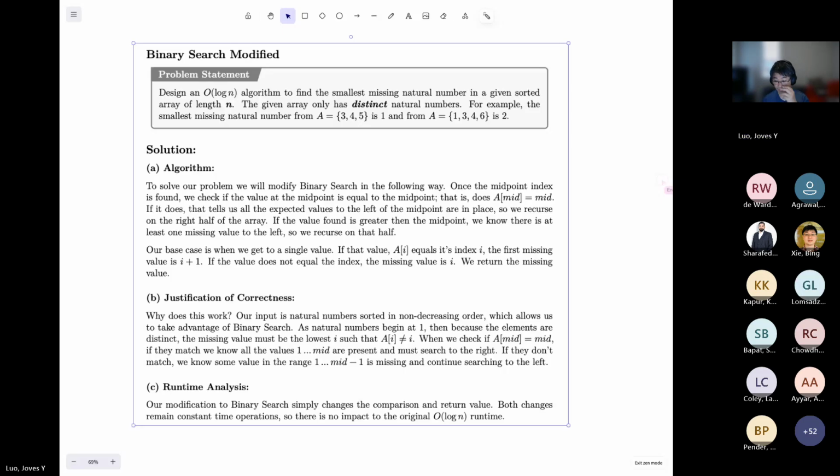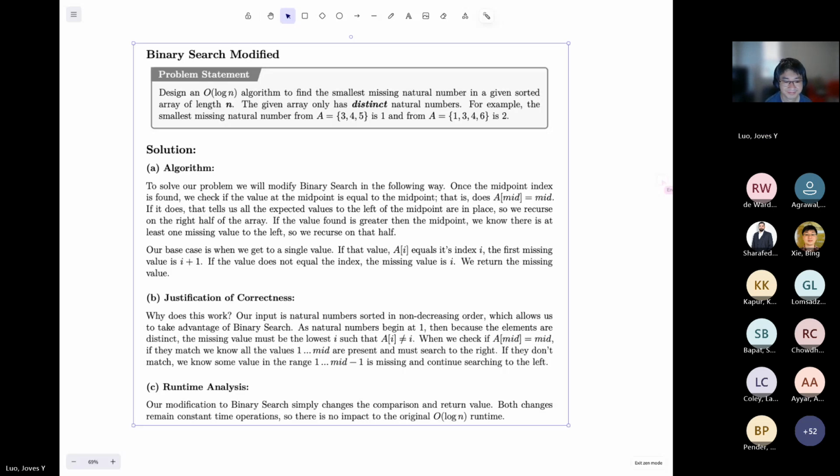Okay. Any questions about this problem and solution? No questions? Awesome. So if we have no questions, oh, sorry, Stephen.